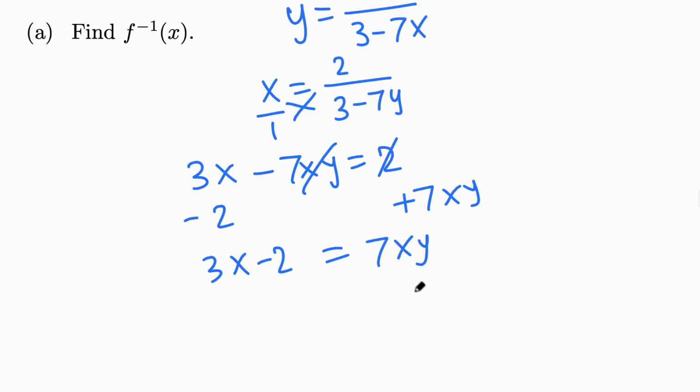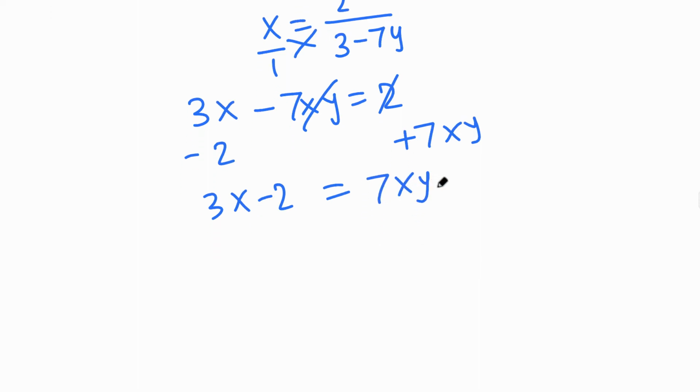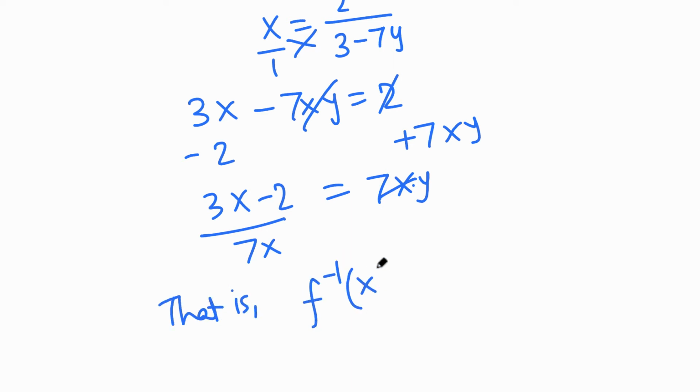Now we want to isolate y, so it's a times, so divide by 7x. Divide by 7x. So y equals (3x minus 2) over 7x is the inverse. So that is, f inverse is (3x minus 2) over 7x.